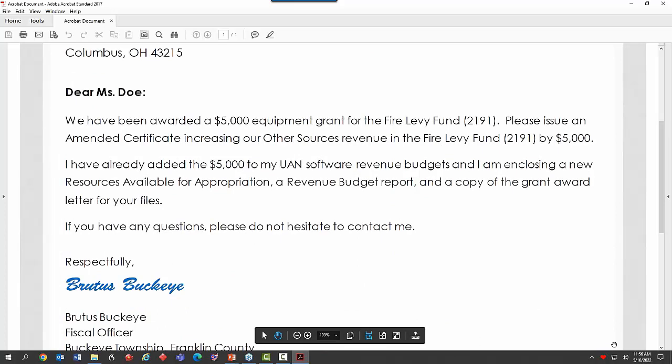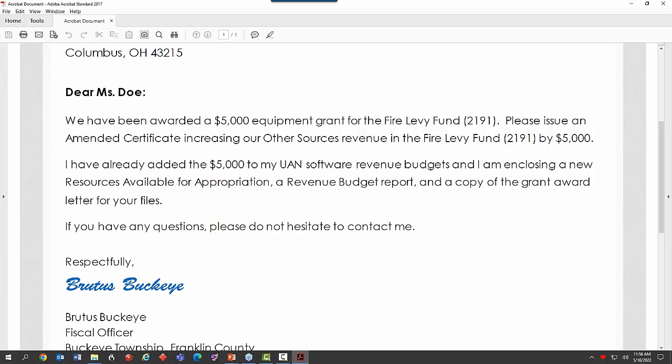We've been awarded a $5,000 equipment grant for the fire levy fund, and if you have more than one fire levy fund, you probably ought to identify it by number. I know entities that have more than one levy in separate funds because the use of the money is restricted. And I'm asking to issue an amended certificate, increase our other sources revenue in the fire levy fund by $5,000. Now there's no question, this is not taxes. This is not changing my unencumbered fund balances. This is new money to be certified in other sources on the fire levy fund.